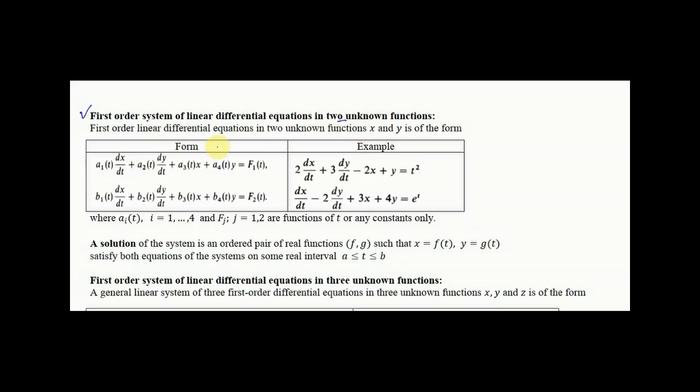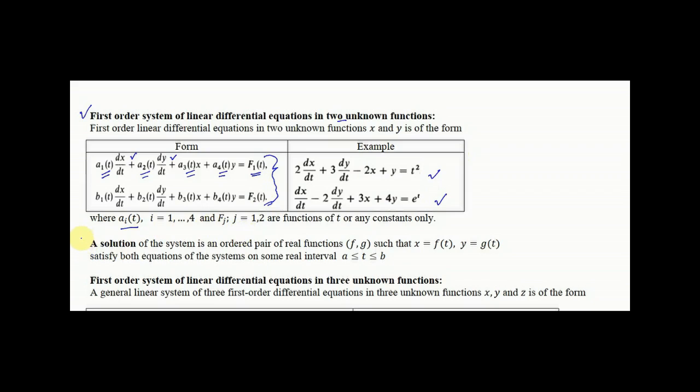The general form of the first order differential equation in two unknown functions is given here. Here the unknown functions are x and y, and the coefficients of the derivatives are all functions of t, and finally f of t, f1 of t and f2 of t are all functions of t. And this is a particular example. Here the a_i(t) are all functions of t or constants.